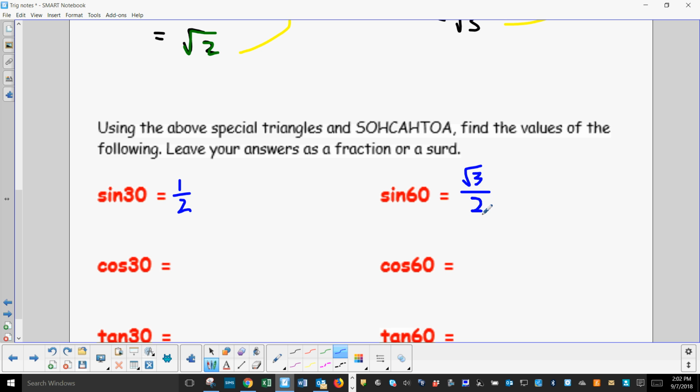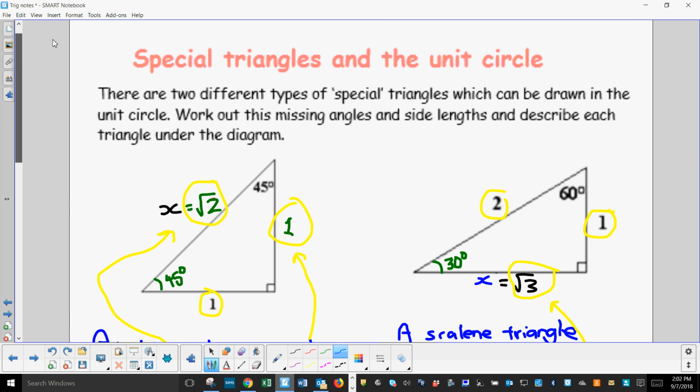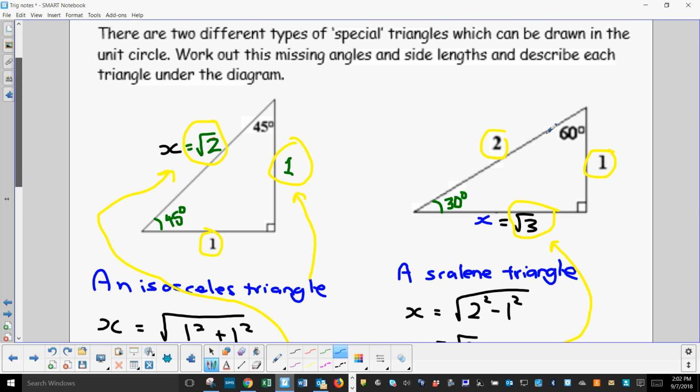Wait, I'm confused. Yeah, back to this one. That was sine of 60. So sine of 60, we've got to look at this triangle. Never mind. No, it's okay. I have my O and H messed up. Oh, okay, O and H, yeah.